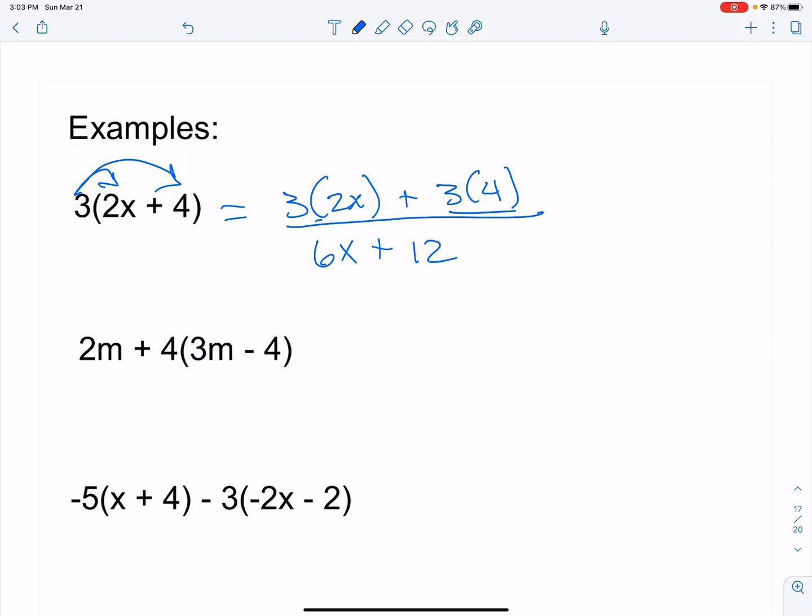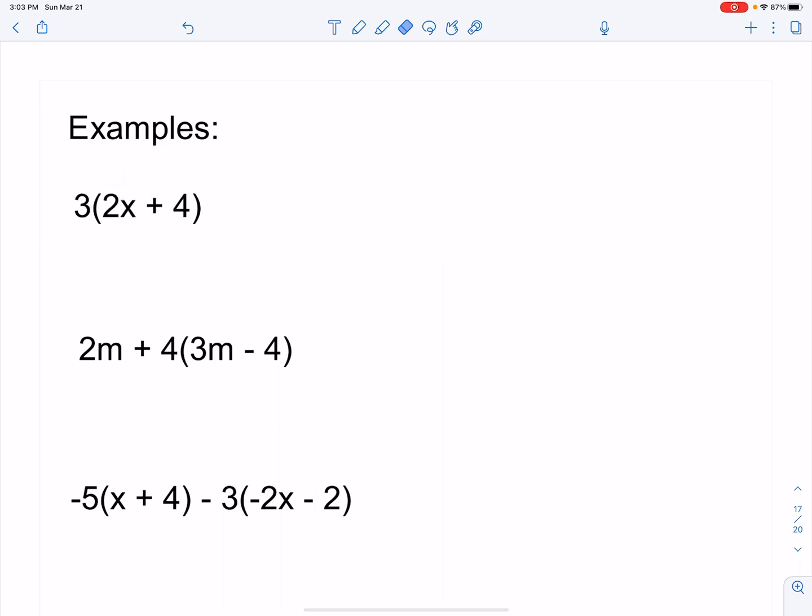All I'm going to expect you to do, if I were to erase all this and start over, is pass the 3 to the 2x, and 3 times 2x is going to give me 6x, plus, and then pass the 3 out to the 4 to get 12. And that's what I would expect to see as your answer. All right, and that is simplifying this expression using the distributive property. And that's what we're looking for.